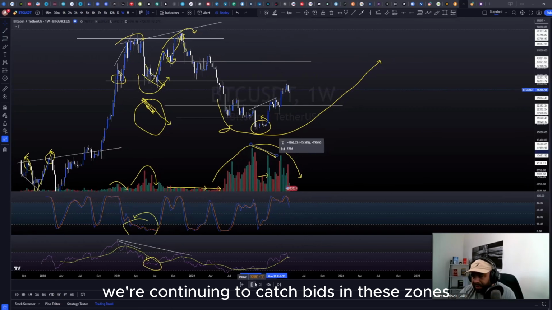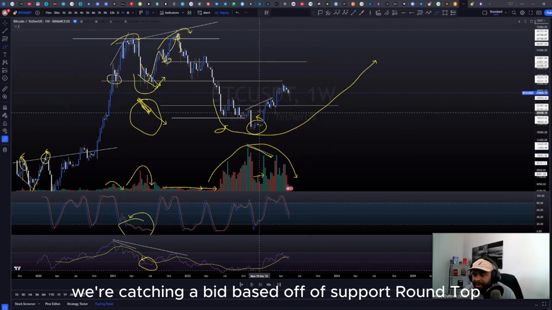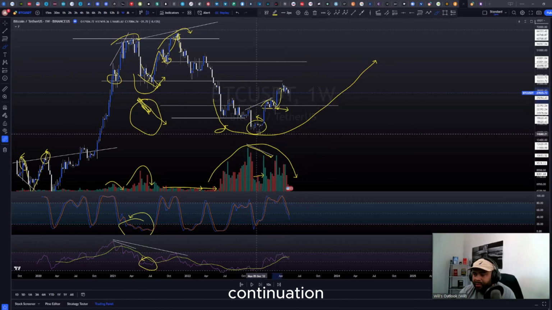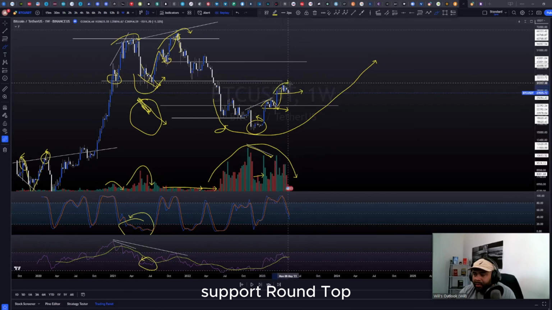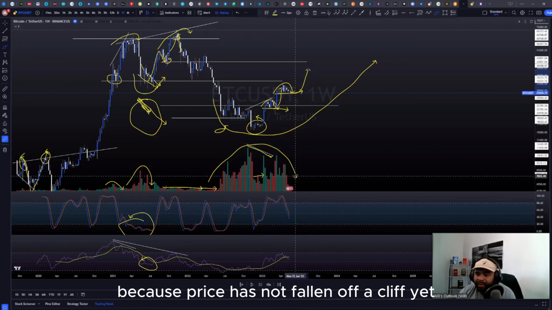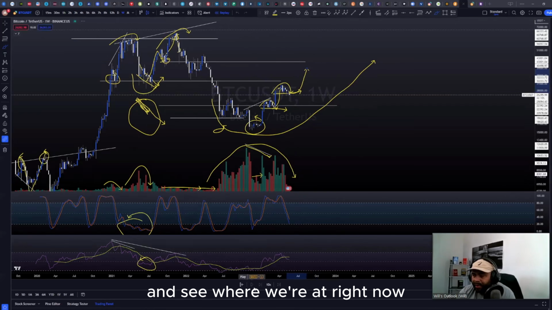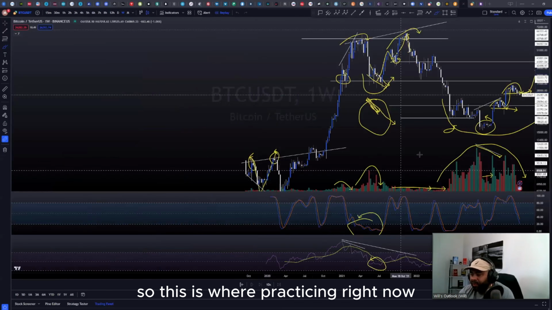So we'll continue to play through. We're continuing to catch bids in these zones. Now, we could see we're catching a bid based off of support, round top, continuation. Support, round top, and I'm expecting another continuation, right? Because price has not fallen off a cliff yet. So we're going to continue playing through and see where we're at right now. So this is where price is right now.